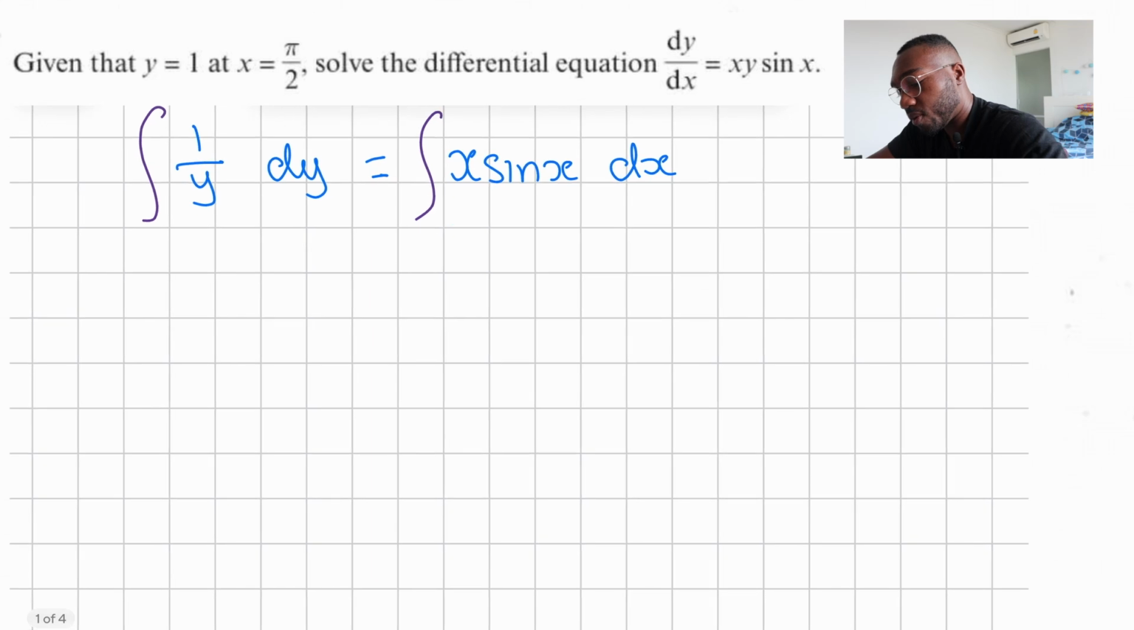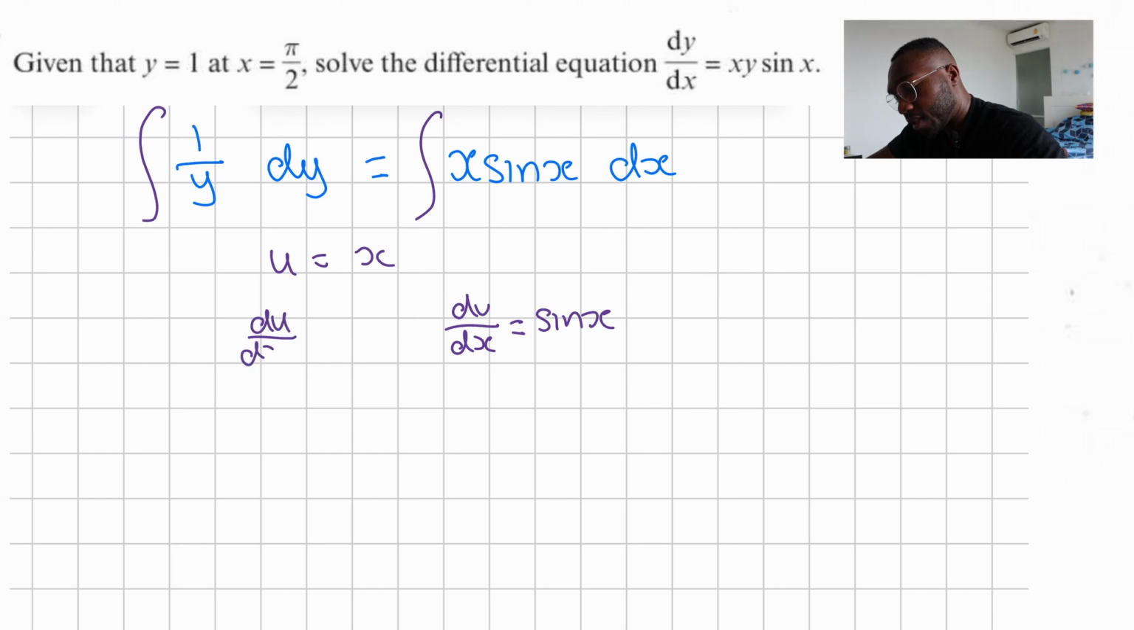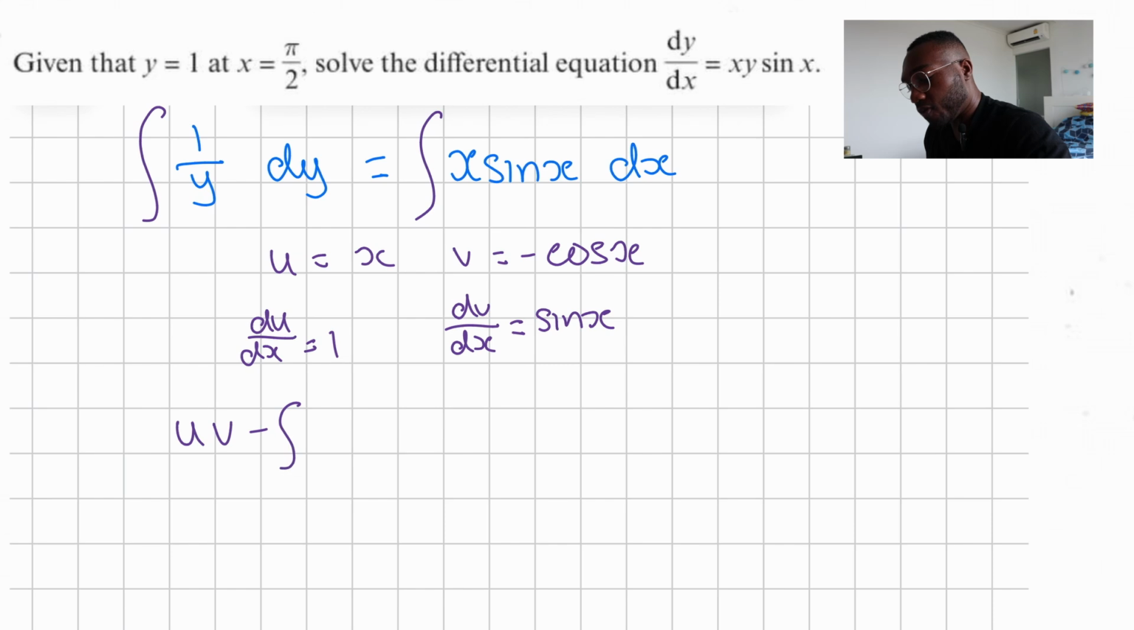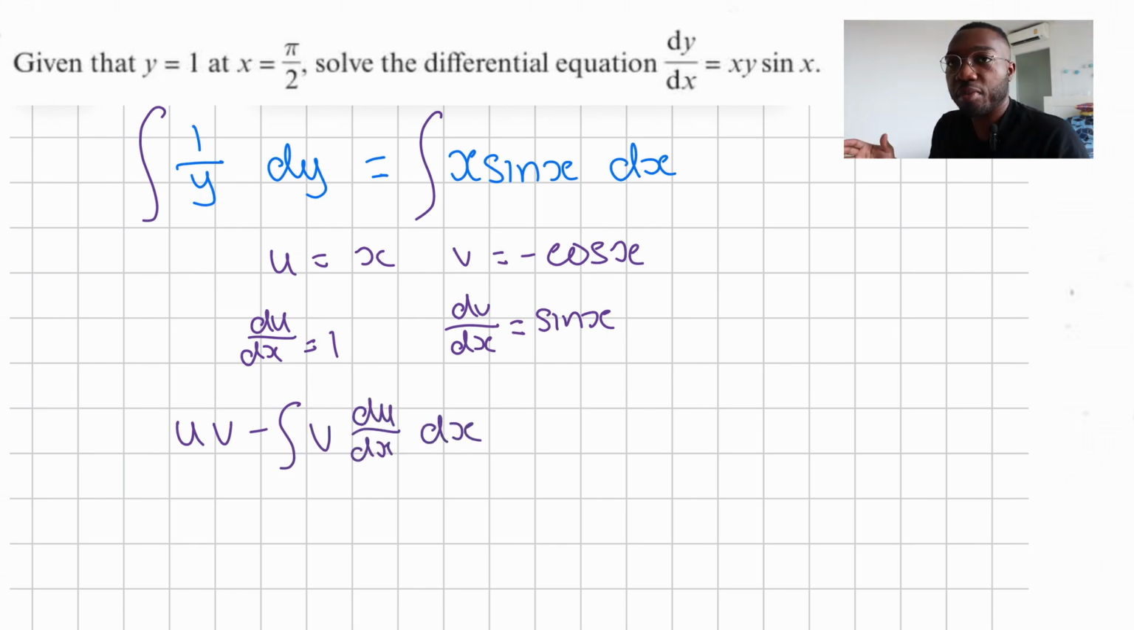Well, we can make u equal to x, and we can make dv over dx equal to sine x. So then du over dx is equal to 1, and v would equal minus cos x. We need to integrate that sine x. And now the formula of integration by parts is uv minus the integral of v du over dx. That is the formula of integration by parts, so that's exactly what we're going to do now.